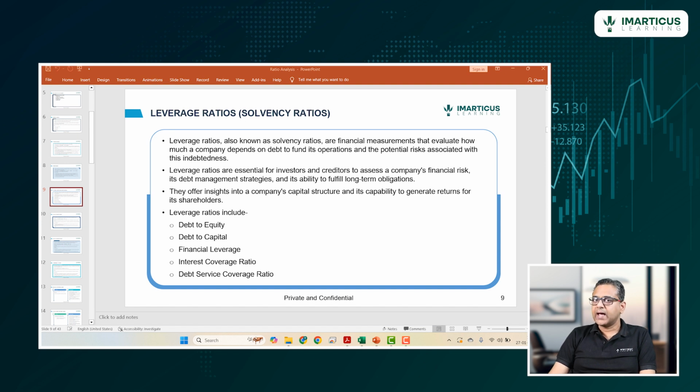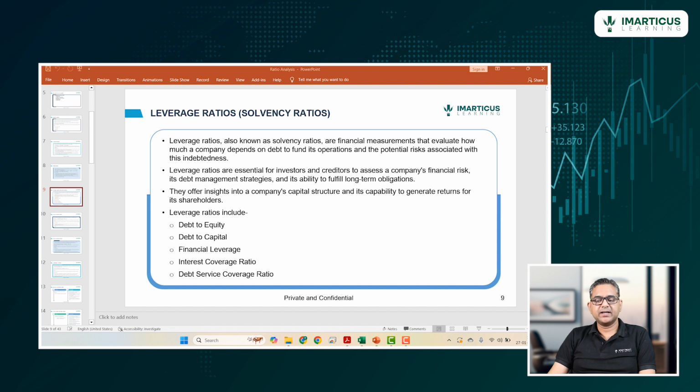That is more on the capital structure side, or more on the debt capital side. What is the debt proportion? How much is the company relying on debt for running its operations? That would determine whether the company would remain solvent in the long run or not. That's why they are also known as solvency ratios. These are financial measurements that evaluate how much a company depends on debt to fund its operations and the potential risk associated with this indebtedness. As I said, the higher the debt, the higher the risk, especially if the debt is above manageable levels, then it can create significant problems for the company in the long run. So, in the long run, will the company be able to sustain or not? If you want to check that, or the riskiness of the company with respect to its capital structure, leverage ratios is what we look at.